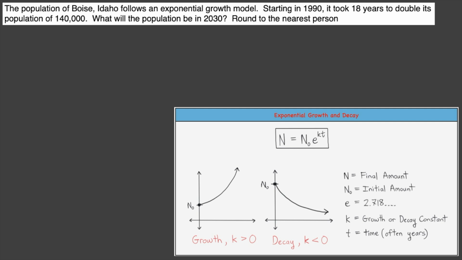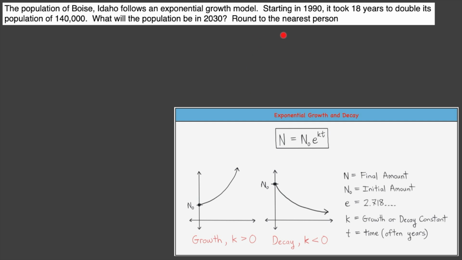Here it is. So N equals N naught times e to the kt, where N is the final amount after t years. And t is usually in years. It could be in other units, but typically it's in years. N naught here is the initial amount, and e is a constant that goes on forever, so it's 2.718. And then k is a growth or decay constant. Now we know it's growth. If k is greater than 0, it's growth. If k is less than 0, then it's decay.